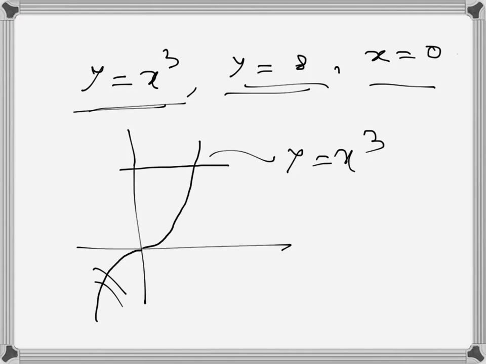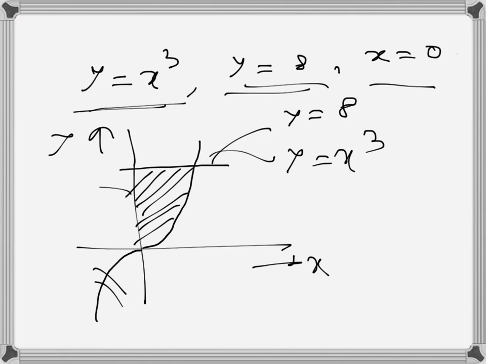Let's say somewhere here, which is y equals 8, and then x equals 0, which is the y-axis, and this is the x-axis, and this enclosed area is revolved around the x-axis. As a result, a volume is generated, and we need to find that volume.